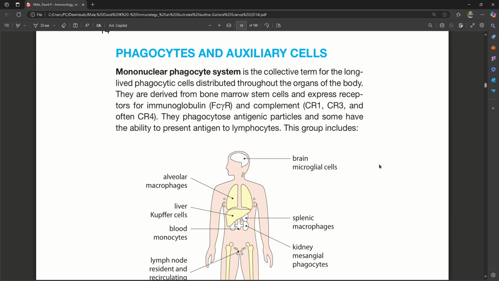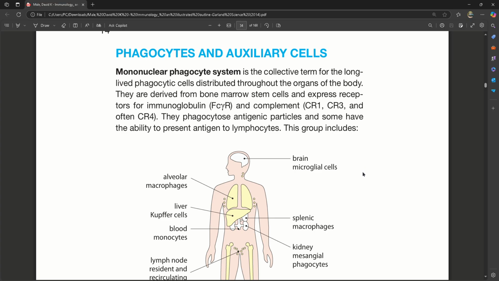So good morning, students. Today we will discuss these organs of the immune system. In the organs of the immune system, we have two types, that is primary lymphoid organs and secondary lymphoid organs. In the primary lymphoid organs, we have bone marrow and thymus, and in the secondary lymphoid organs, we have lymph nodes, spleen, and tonsils.